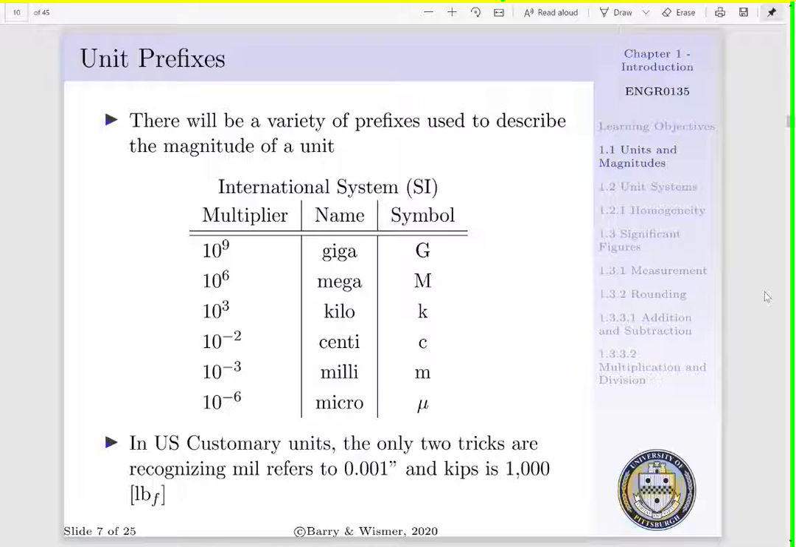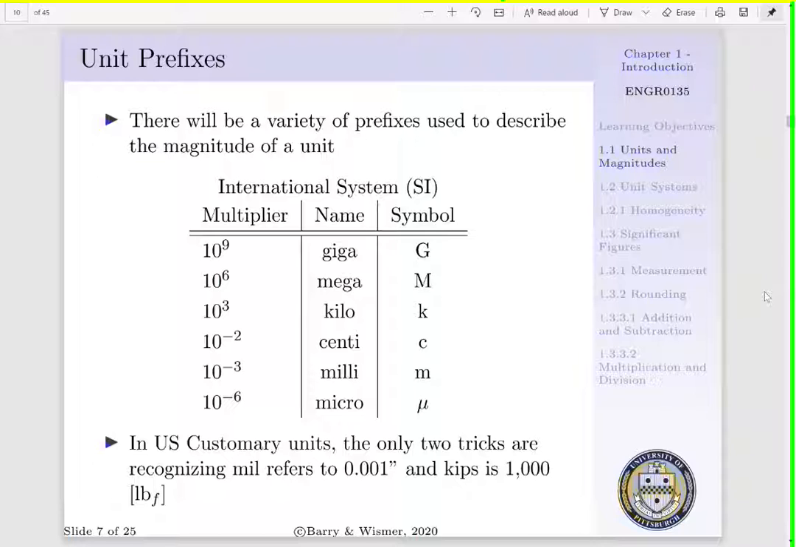We can have nano, which is represented by a lowercase n that represents times 10 to the minus 9th. We can have tera, represented by a capital T, which has a numeric multiplier of 10 to the 12th. There are many more symbols, but these are the most commonly used within the course.